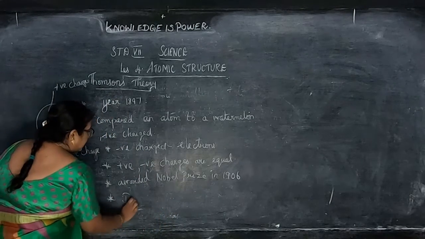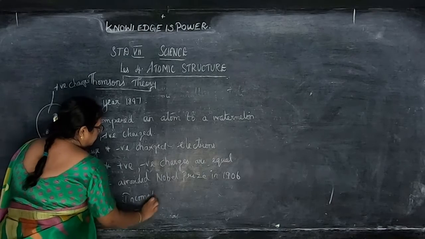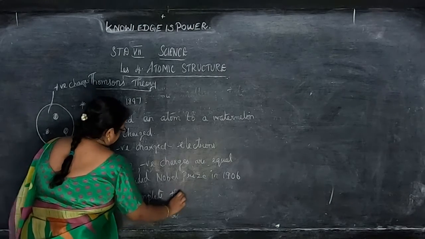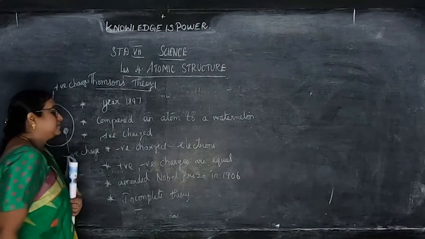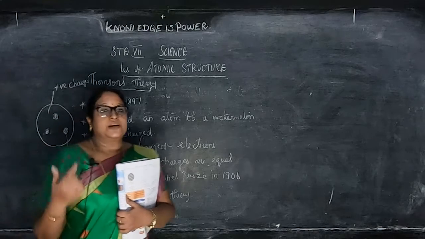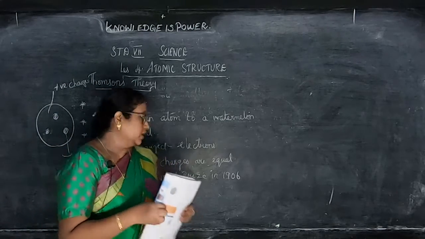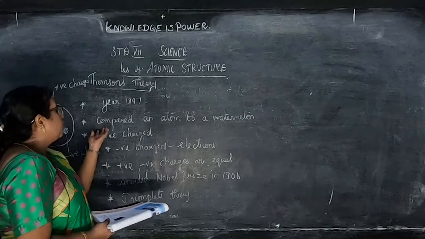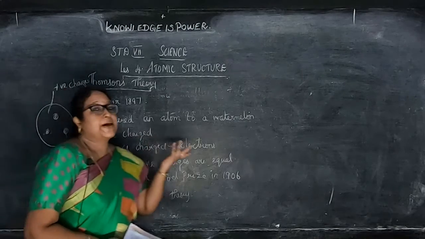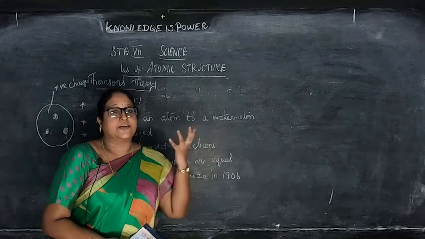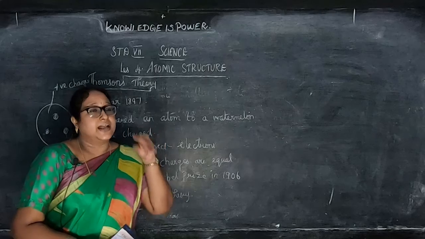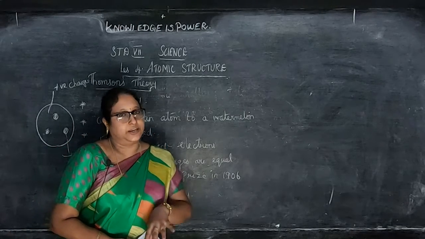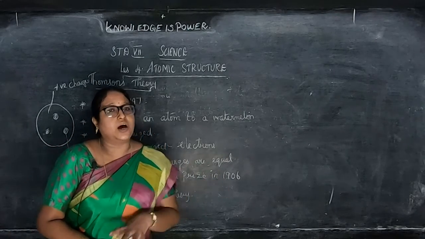So it was an incomplete theory because it does not show any result, because the positive and negative charges were equal. So what, students? It was proposed in the year 1897. And what did he compare an atom to? He compared an atom to a watermelon. The red part is positively charged, and the seeds which are embedded are negatively charged.